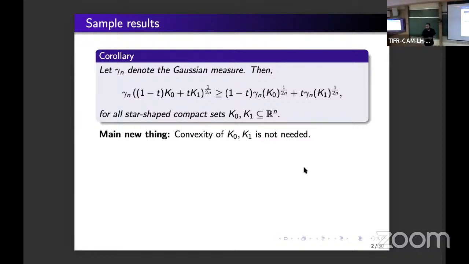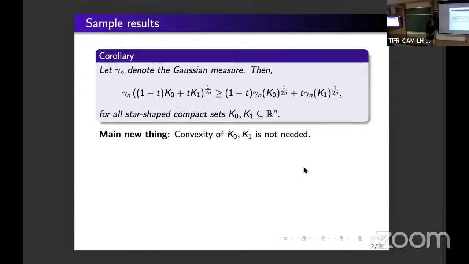Is scaling kind of an issue? 1 over 2 to the n. So these K0, these are bodies in R to the n. Yes. And the exponent is 1 over 2 to the n. Yes. So I'll get into all these things. Yes. Oh, that is Gaussian. Yeah. So this is Gaussian.